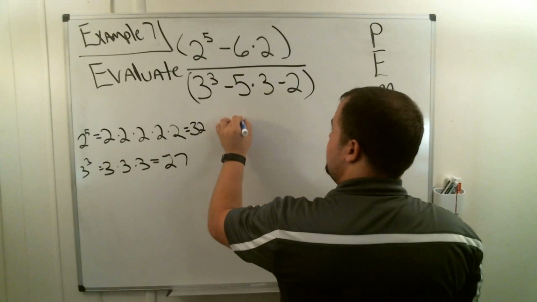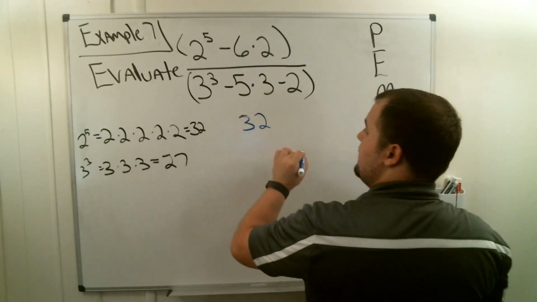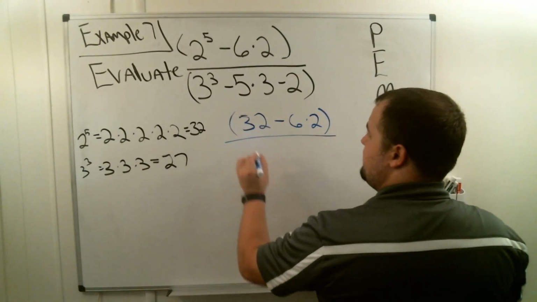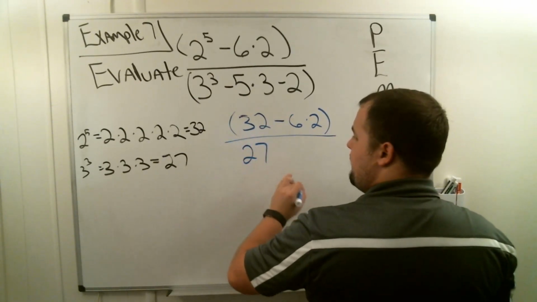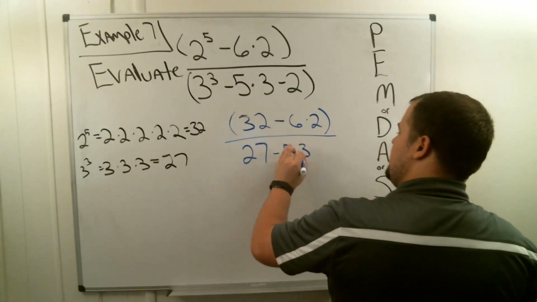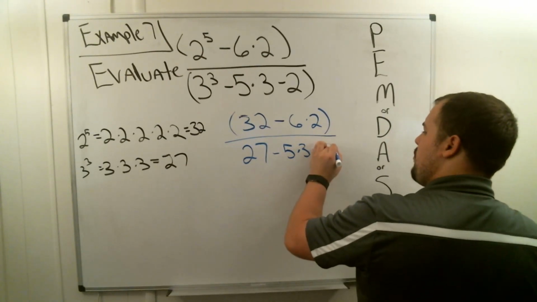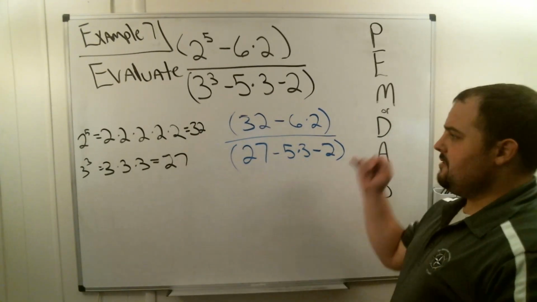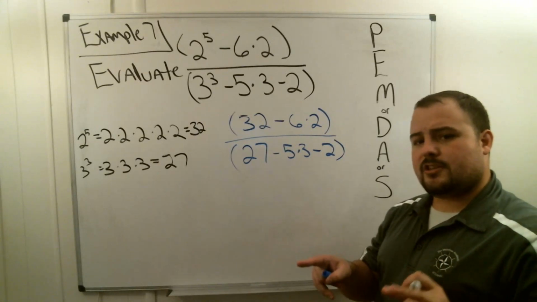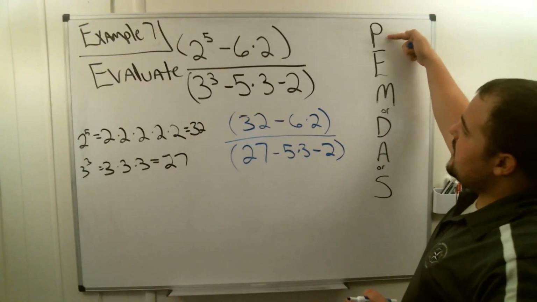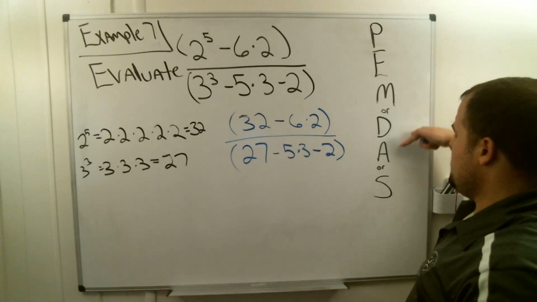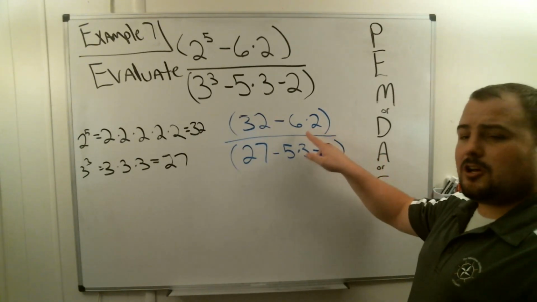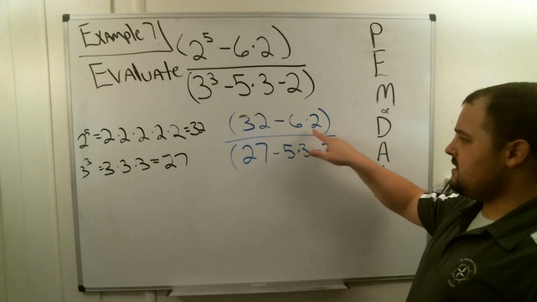So we have 32 replacing the 2 to the 5th power: 32 minus 6 times 2, that's what's on top, divided by 3 to the third power, which I'm going to change to 27 minus 5 times 3 minus 2. And I'm going to still keep that inside parentheses. So now we're going to use the order of operations to solve this part. But before we do this, we have to look: is there anything inside the parentheses with exponents, multiplication or division, addition or subtraction that we can solve first? Based on the rules, we look at the top, and there's something that we need to solve before we subtract. We actually have to solve 6 times 2.